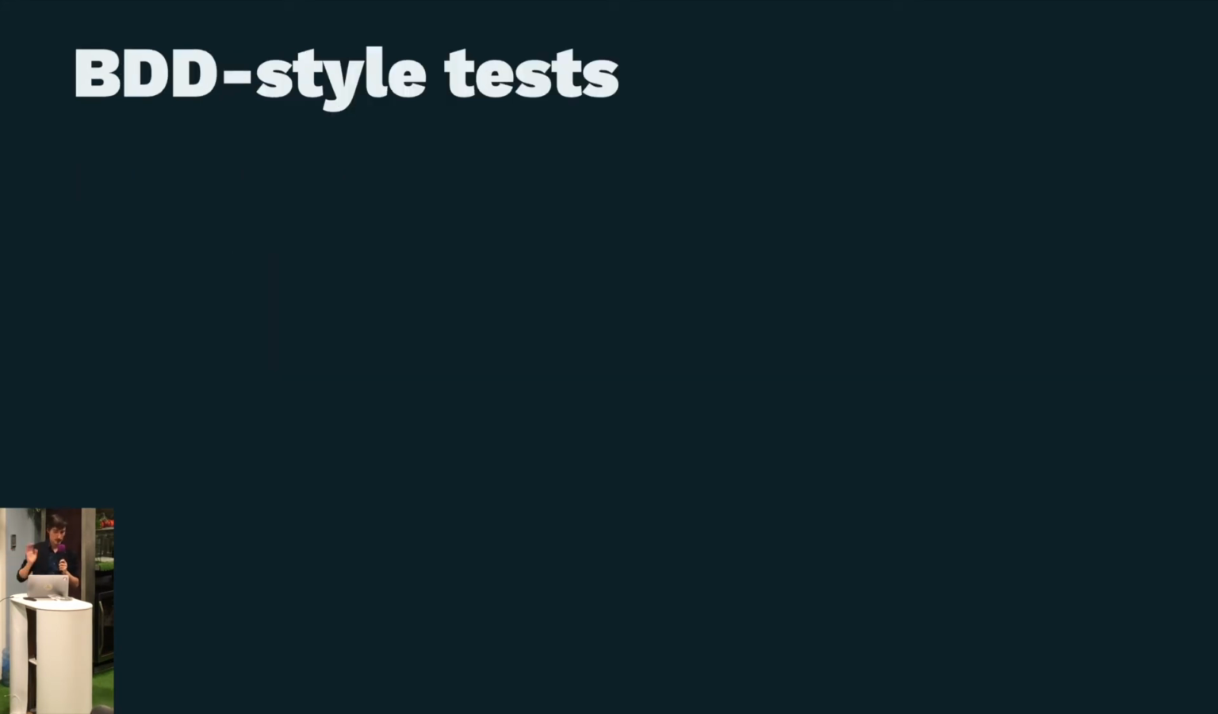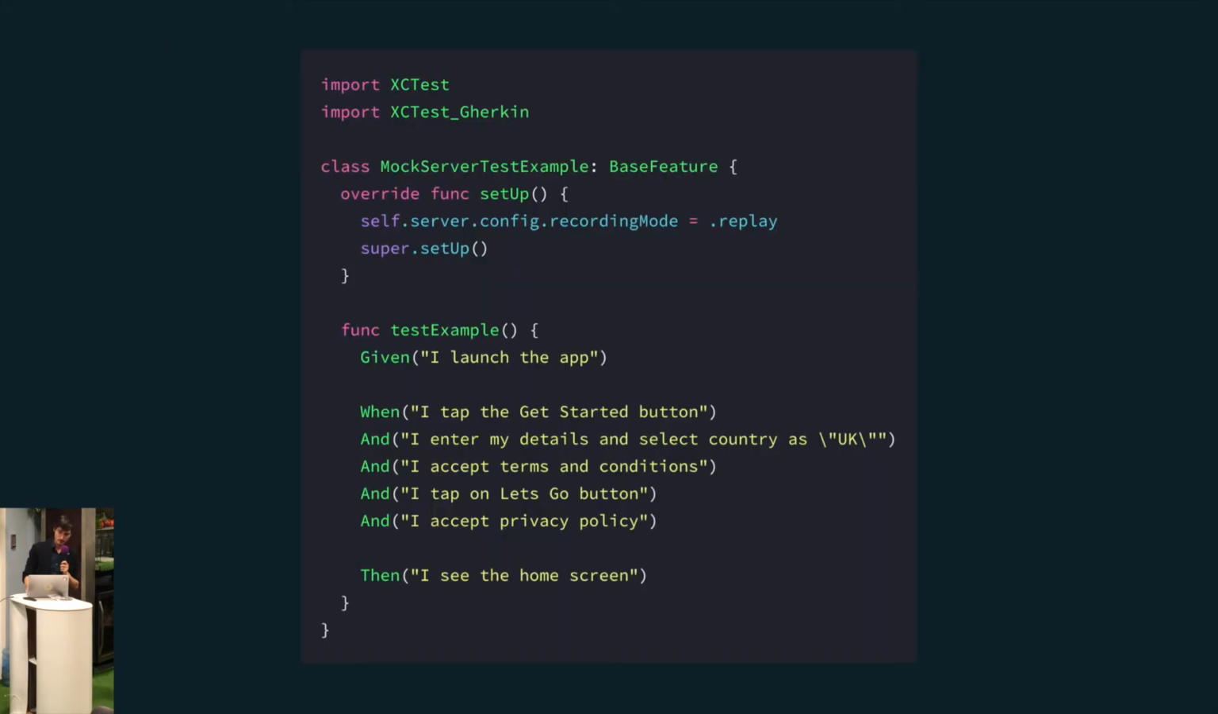So yeah, enough about problems and solutions. Let's see the code, how our UI tests actually look. This is an example of, well, it's not the real test, it's the test that I use to test the local server. But it's basically the same thing that we do in each test.